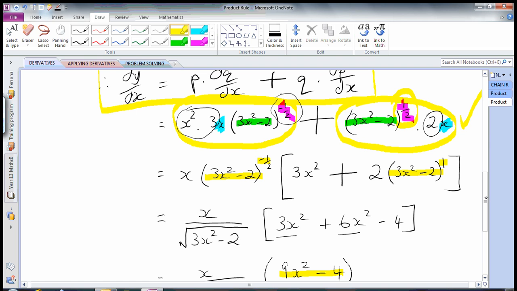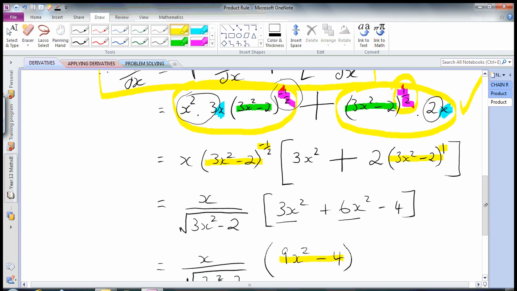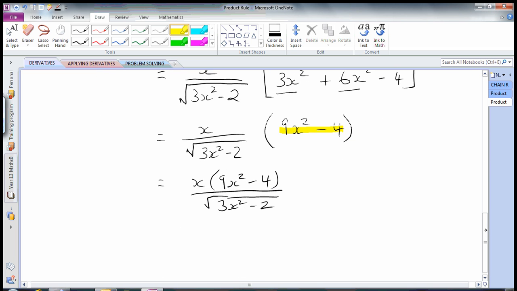I won't go back through that now. I would encourage you to replay that part of the video if you're having any difficulties with the factorisation and the algebra involved there. Good luck. Hope you go well with this type of problem.